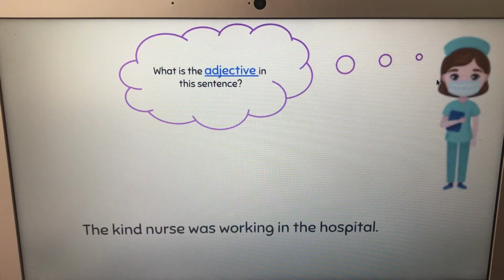So, what is the adjective in this sentence? The kind nurse was working in the hospital. What is the adjective in this sentence? Remember, with a question like this, just recap, think, what's an adjective again? And then answer the question.